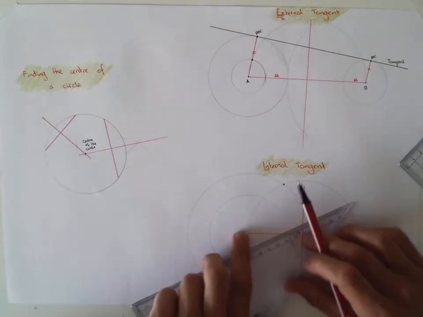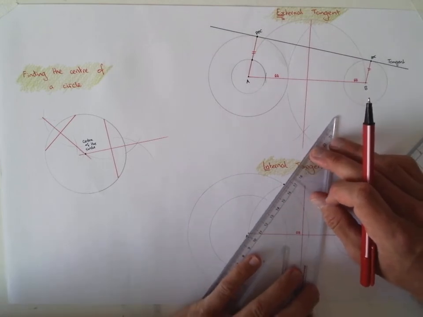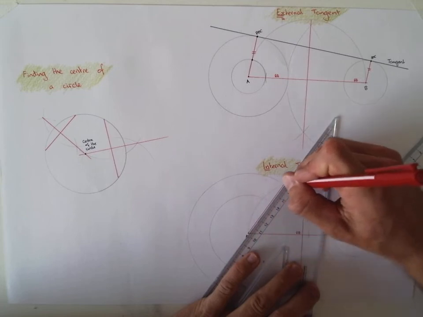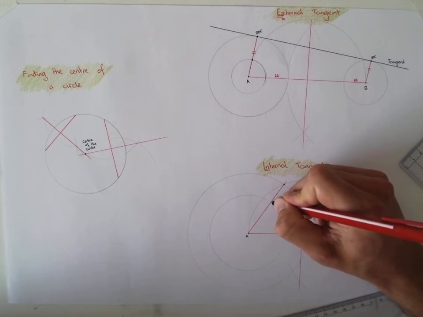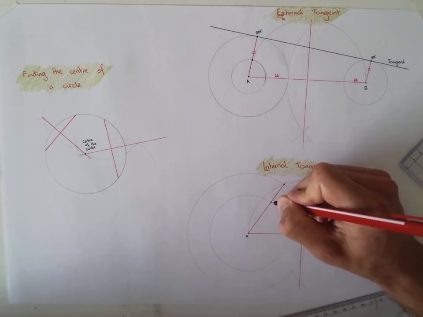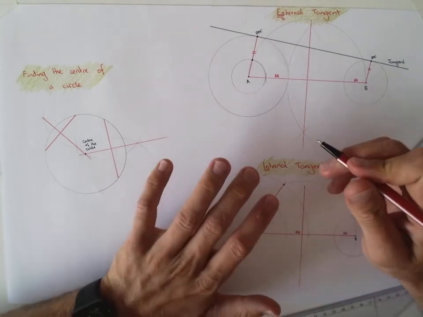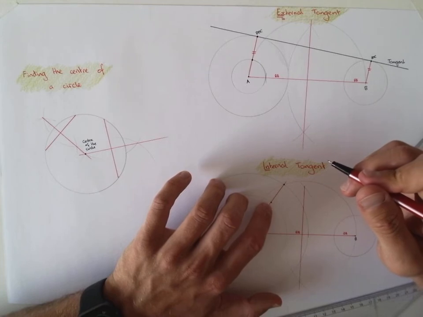What you want to do there is, well, it's kind of similar to what we did up here. We're joining back to the center of A, which is the larger circle. So join that back to the center, and where you intersect the original circle A, that is your point of contact. Alright, so that's one of our points of contact. So our tangent is going to be hitting that.